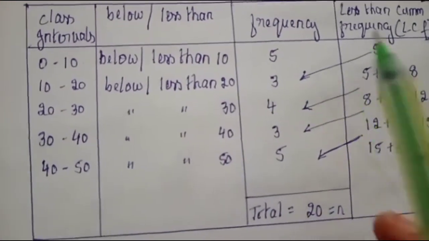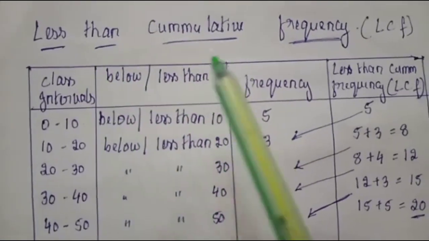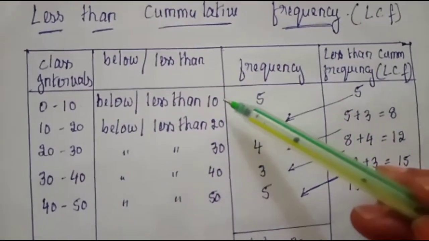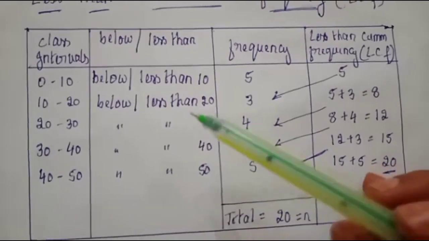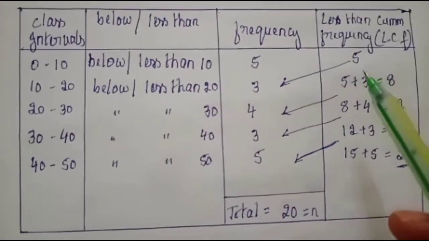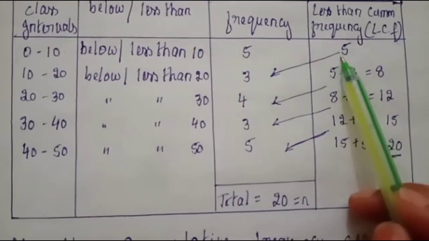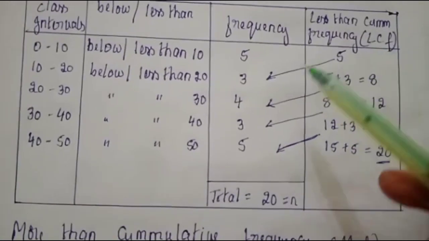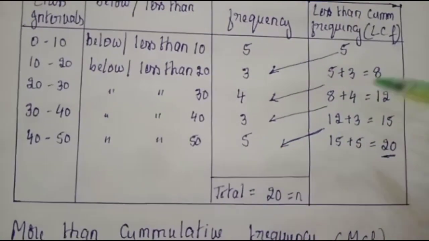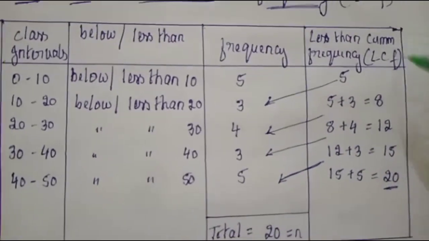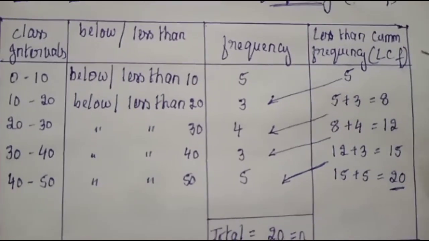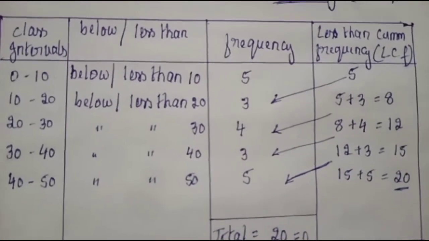So always remember, whenever you are finding less than cumulative frequency, we are considering the upper limits, less than upper limits. Now, if I want to find less than 10, how many? 5. You can see 5. Now, this is a frequency column which is given in the question, and this, in short, we'll write as LCF, that is less than cumulative frequency.